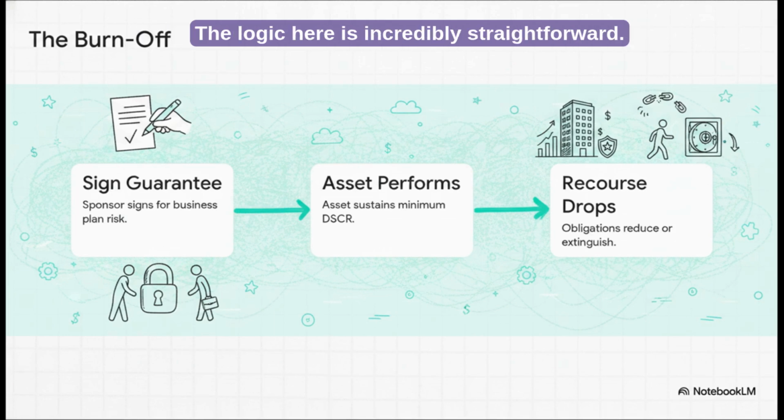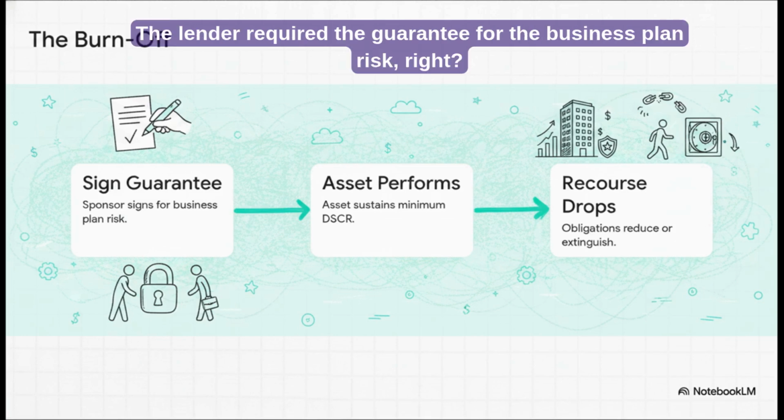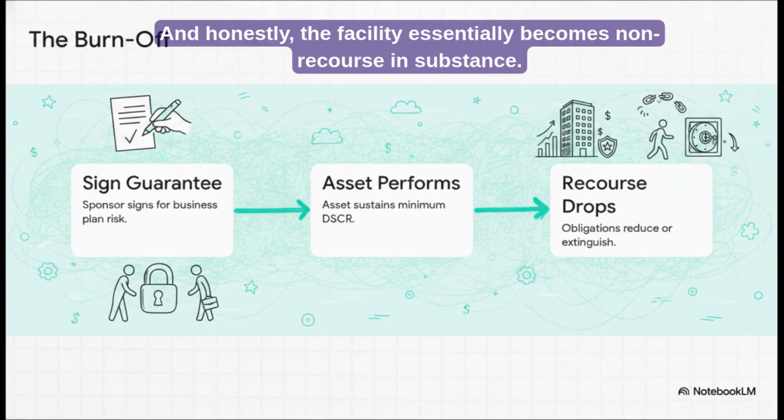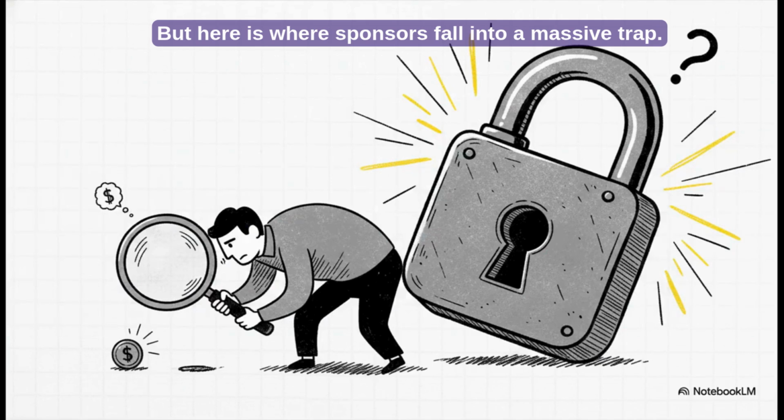The logic here is incredibly straightforward. The lender required the guarantee for the business plan risk, right? Well, once you actually deliver on that plan, the risk is gone, and honestly, the facility essentially becomes non-recourse in substance. But here is where sponsors fall into a massive trap.